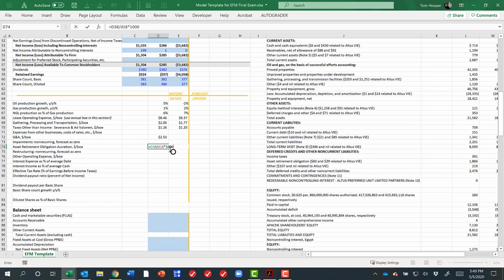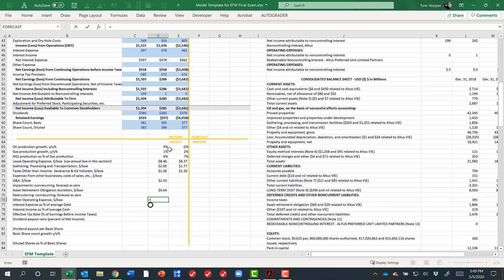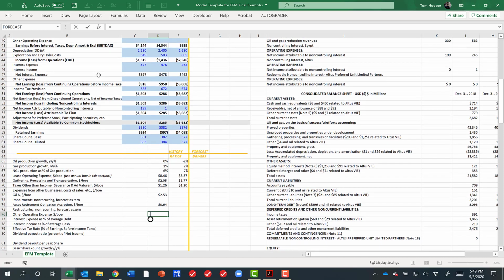Divided by D18 times 1,000. Forecast that one as 0. Other operating expense, I don't know if we actually had any of those. We didn't. They were blank on this particular company. And then interest expense is an average of, as a percent of average debt. That's something that we've done in our previous examples.